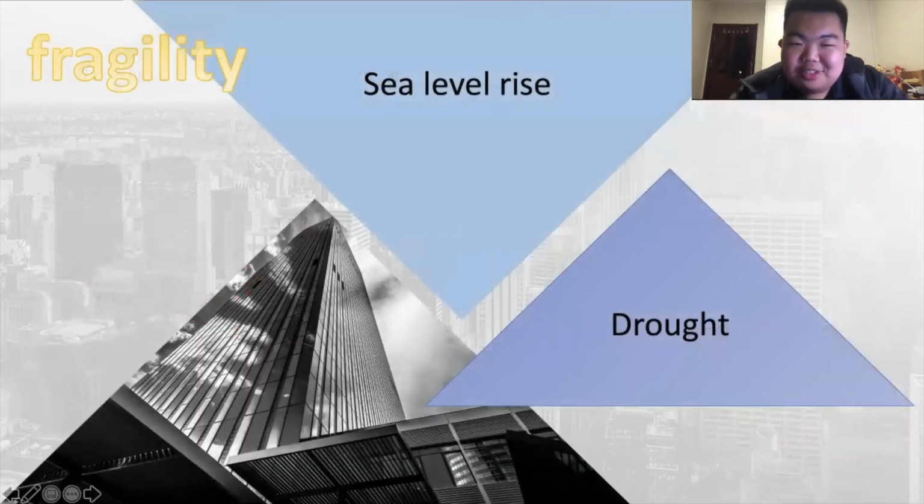The third one is fragility. Nowadays, with climate change and global warming, the sea level has increased dramatically. Some areas will be immersed by the sea, like East Asia. And also, precipitation has decreased in some specific areas. Some cities will suffer water shortages and drought, like the Middle East.